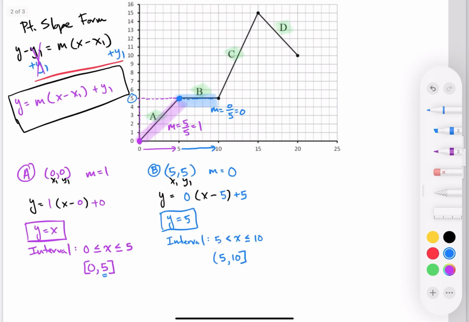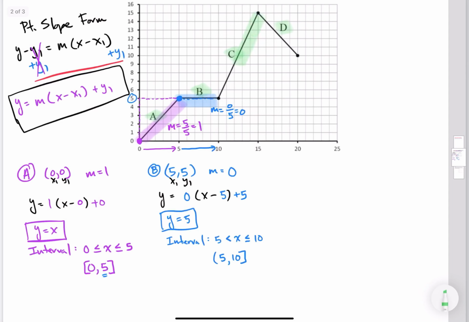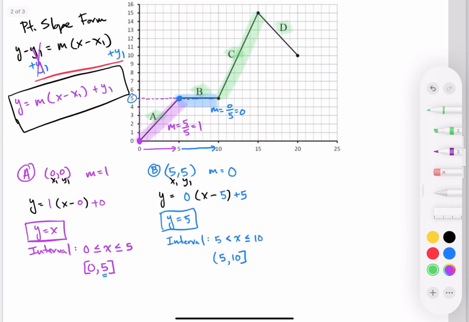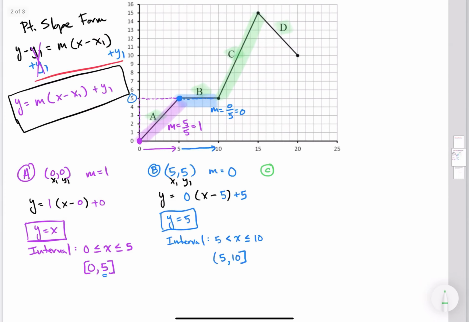Okay, the next piece that we're going to look at is going to be C here. So C is this piece right over here. We'll do that in green. So I'm going to write that out. And again, what I'm going to do is I'm going to look for the beginning point, and that beginning point is located at 10, 5. So the x value is 10, the y value is 5.